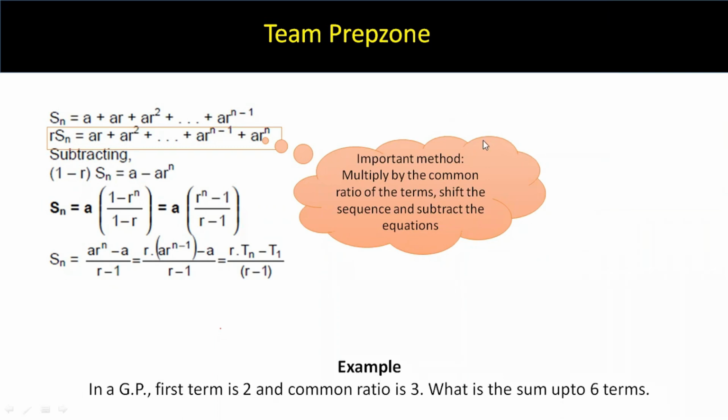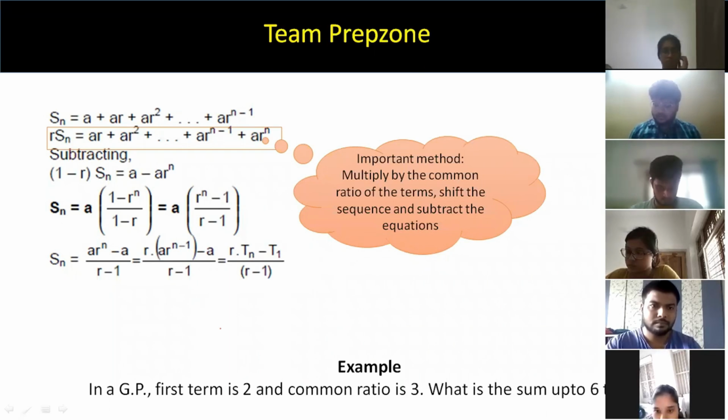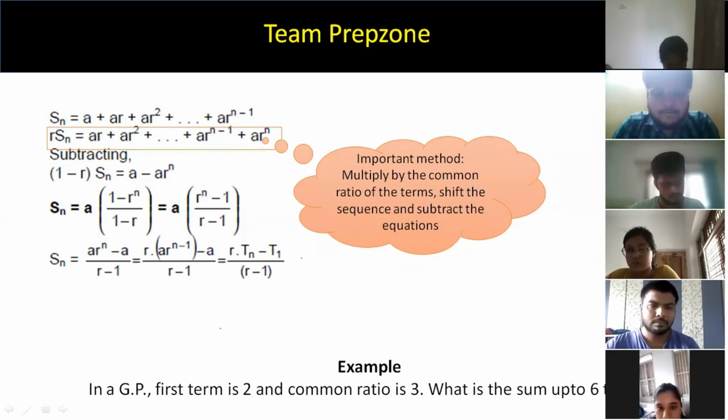Very good. Answer is 728. Clear? Just apply the formula a into r to the power n minus 1 upon r minus 1. R minus 1 is 2. So 2 and 2 will get cancelled. It's direct. 3 to the power 6 minus 1. 3 to the power 6 is 729. So 728 is the answer.